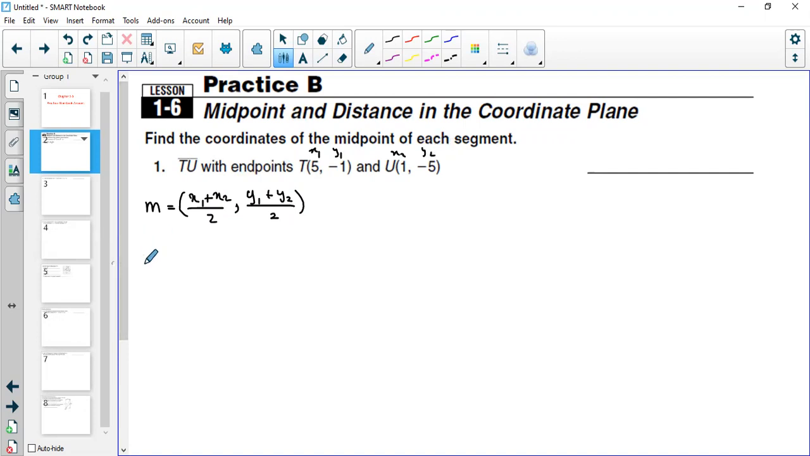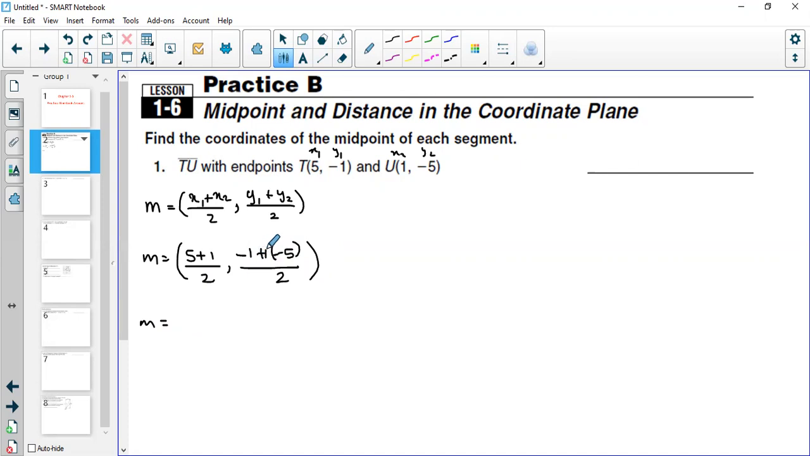All right, so M is going to be equal to x1 is 5 and x2 is 1, so plus 1 divided by 2. Y1 is negative 1 plus y2 is negative 5. I put that inside the parenthesis so that I will not get confused. First I need to solve these two things because it's plus and minus. You know that there is an invisible one here always, right?